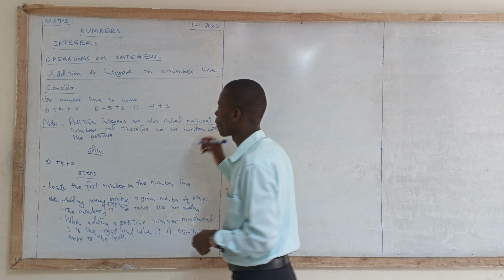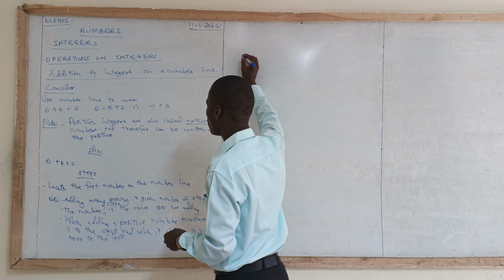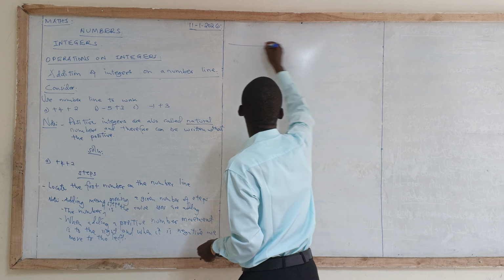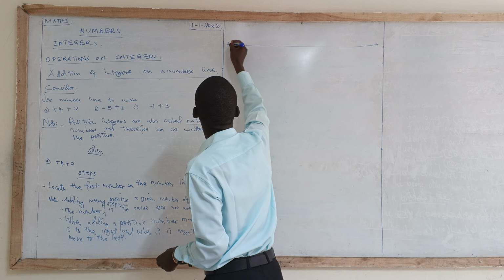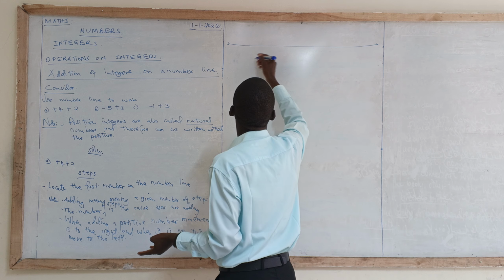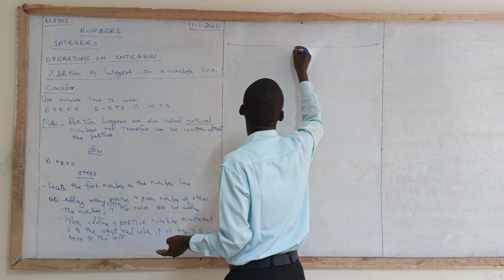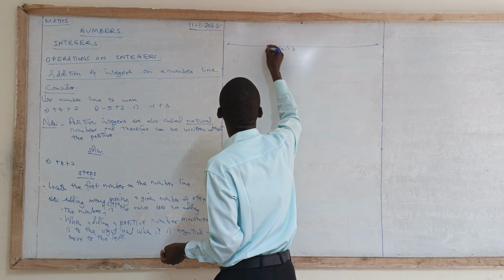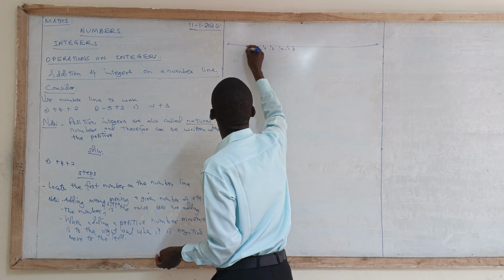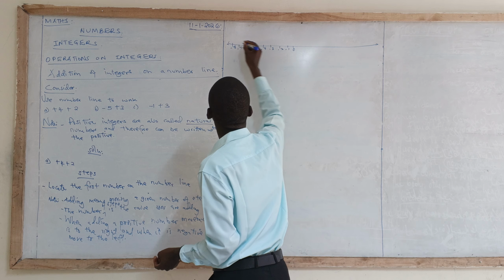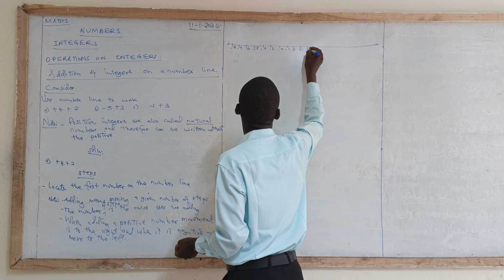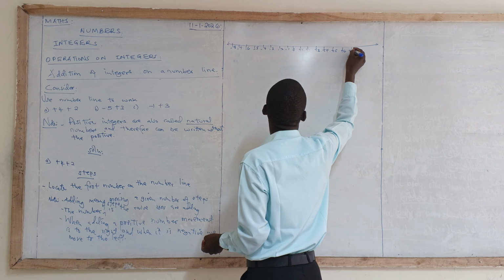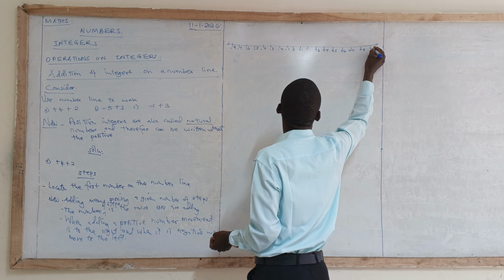So let us now locate the first number on the number line. What is our first number here? Positive 4. So the number line is now very fast. Arrow, arrow. In the middle, we have 0. To the left, negative 1, negative 2, negative 3, negative 4, negative 5, negative 6, negative 7, negative 8. Positive 1, positive 2, positive 3, positive 4, positive 5, positive 6, positive 7, positive 8, positive 9.